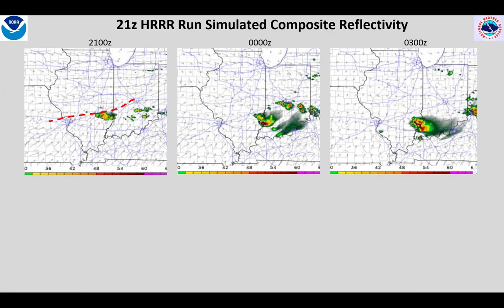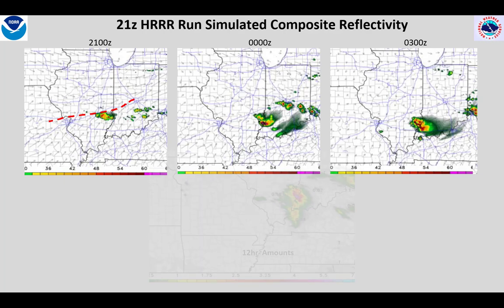The 21Z HER is pretty interesting. It shows initiation of convection along a weak surface trough in the eastern part of south central Illinois. The convection is forecast to move southeast given the cloud layer mean wind, but the HER hints at the potential for new convective initiation upstream.